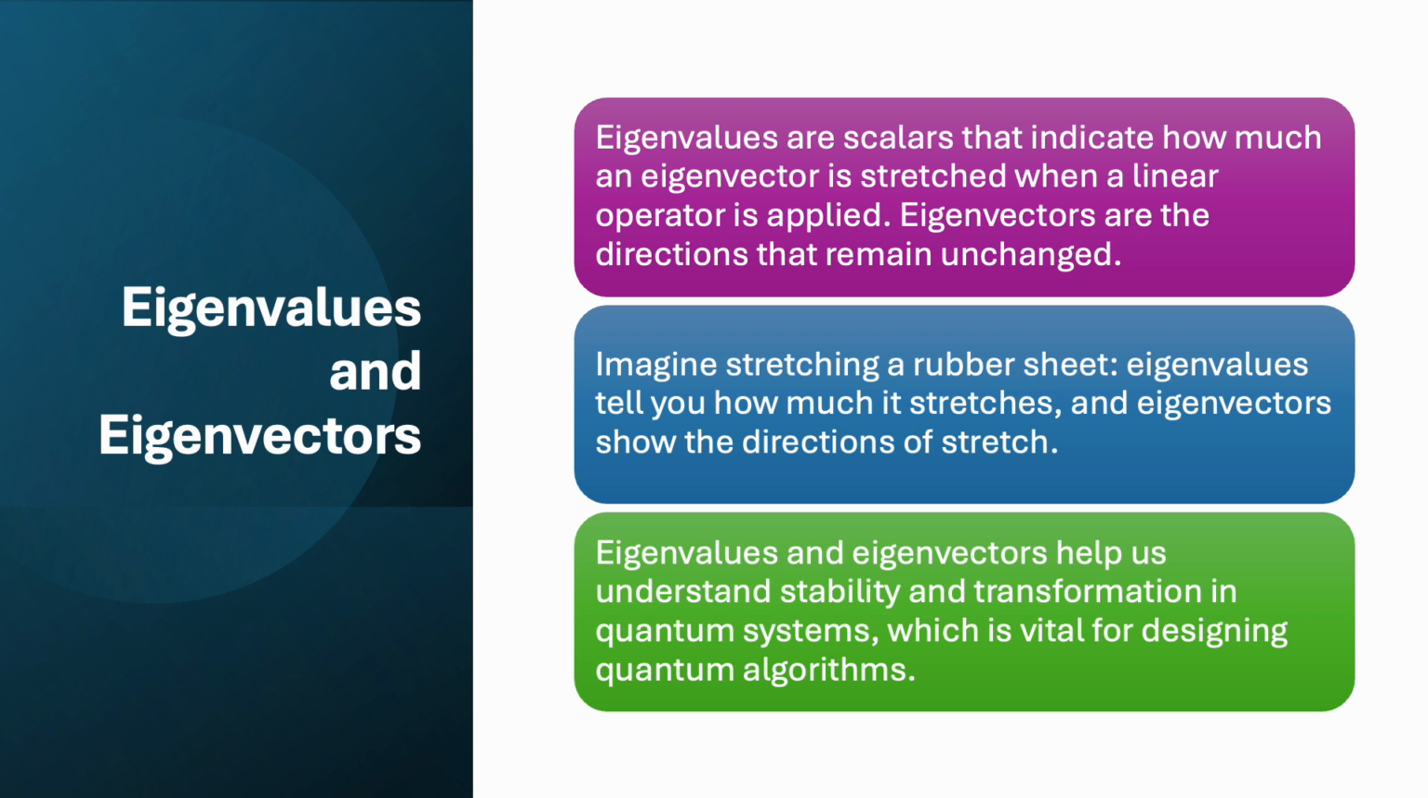Eigenvalues and eigenvectors. Eigenvalues are scalars that indicate how much an eigenvector is stretched when a linear operator is applied. Eigenvectors are the directions that remain unchanged. Imagine stretching a rubber sheet. Eigenvalues tell you how much it stretches, and eigenvectors show the directions of the stretch. Eigenvalues and eigenvectors help us understand stability and transformation in quantum systems, which is vital for designing quantum algorithms.